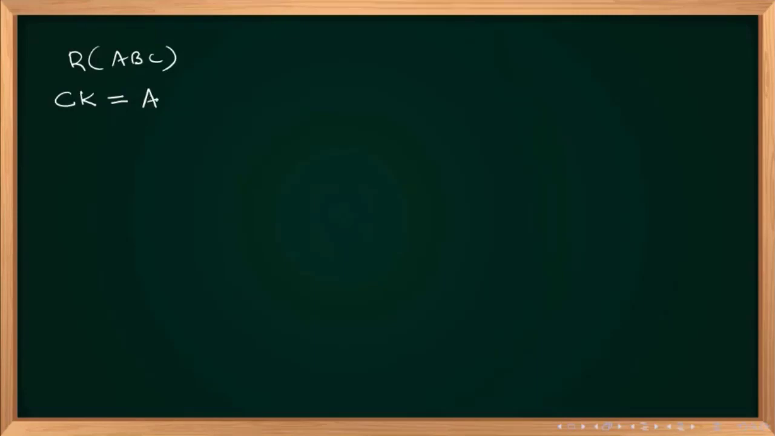Can you tell me how many super keys are possible with this relation schema ABC, where the candidate key of this particular schema is A? Okay, now with A as the candidate key in this table, how many super keys are possible? Can you type the answer? How many super keys are possible?